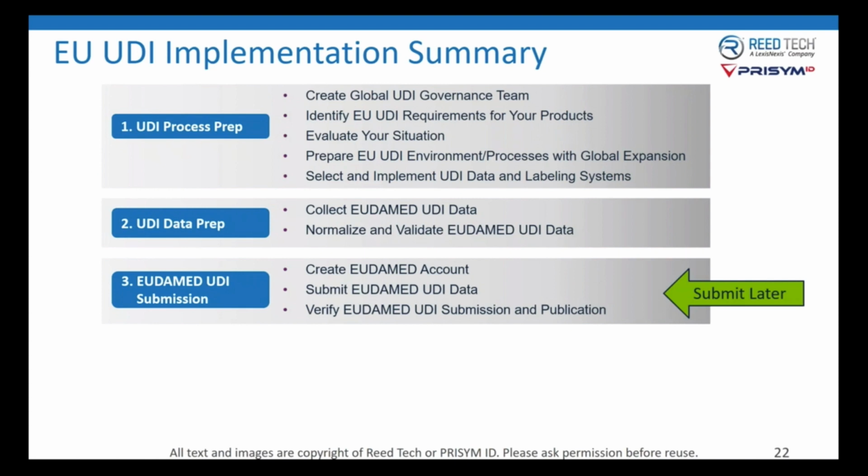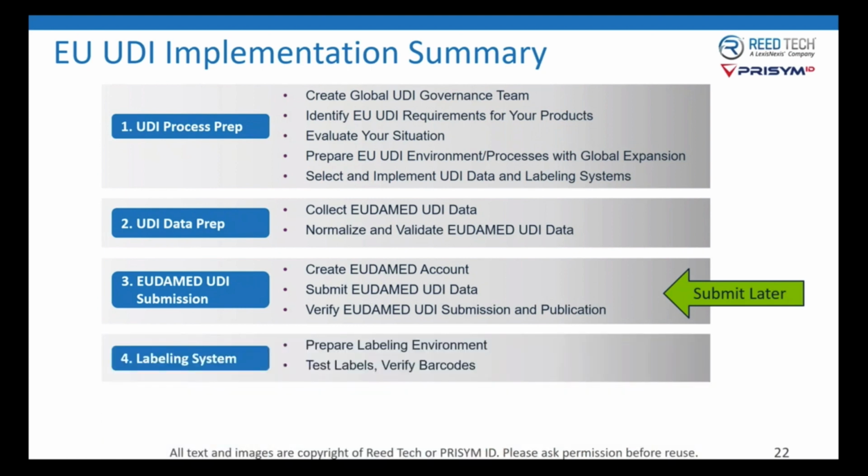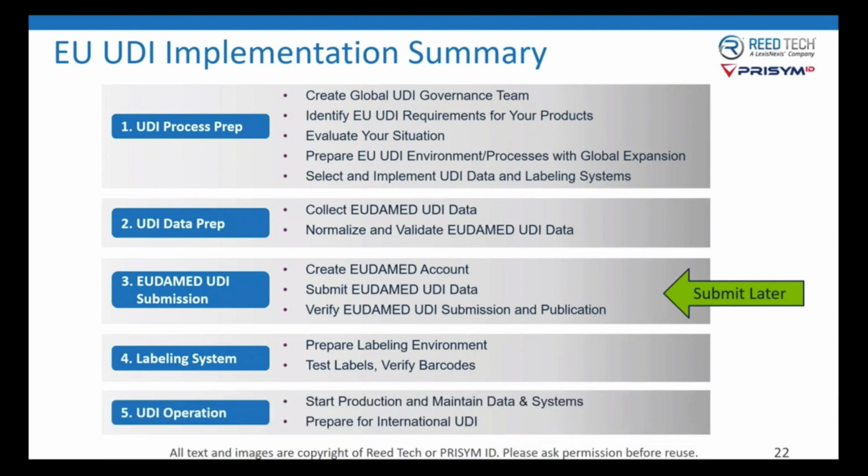And then setting up and preparing your labeling system. Make sure you have all those label designs in place, updates, test the labels, verify barcodes, and so on, then move into full production, and then prepare for other international UDI implementations. So that's the quick plan. You might want to review those and bounce them off to see how they fit your particular plan. There are a number of items in this checklist that you can be doing now.